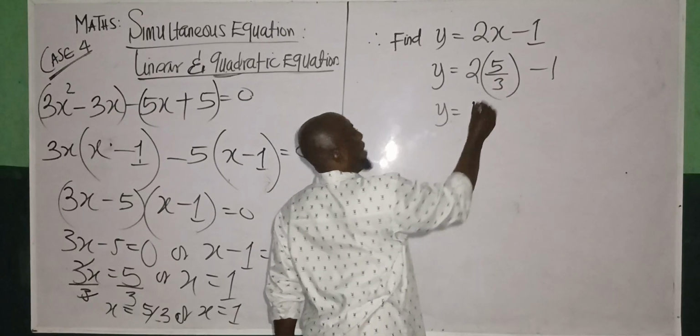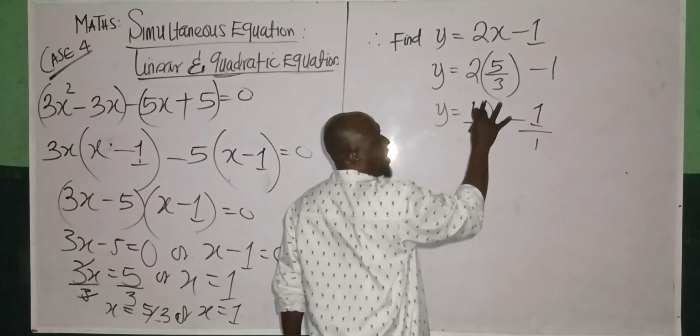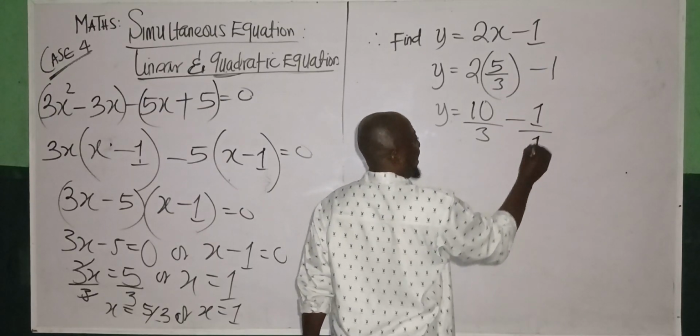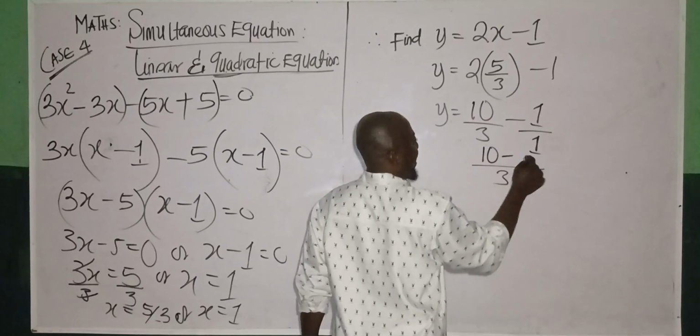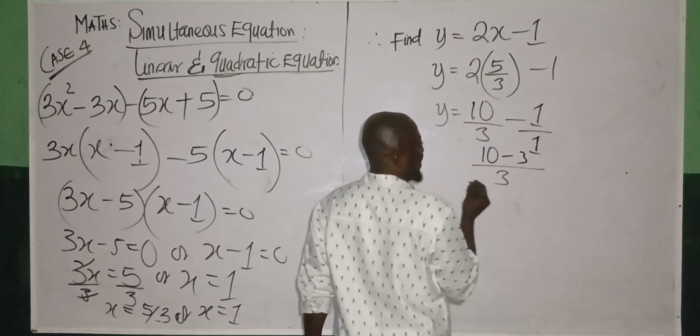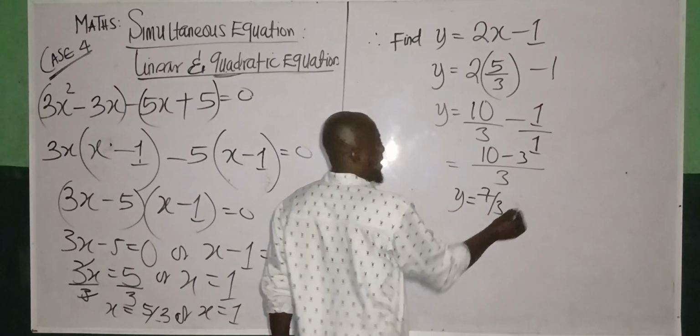So 2 times 5 here, I'm having 10 over 3 minus 1. Find my LCM, because this is a fraction. Make this one a fraction so that you can find LCM. What's my LCM here? It is 3. 3 in 3 is 1. And this one, I have 10 minus, here is 3 times this one, I'm having 3 here. So this will give us what? 7 over 3 for my first y.